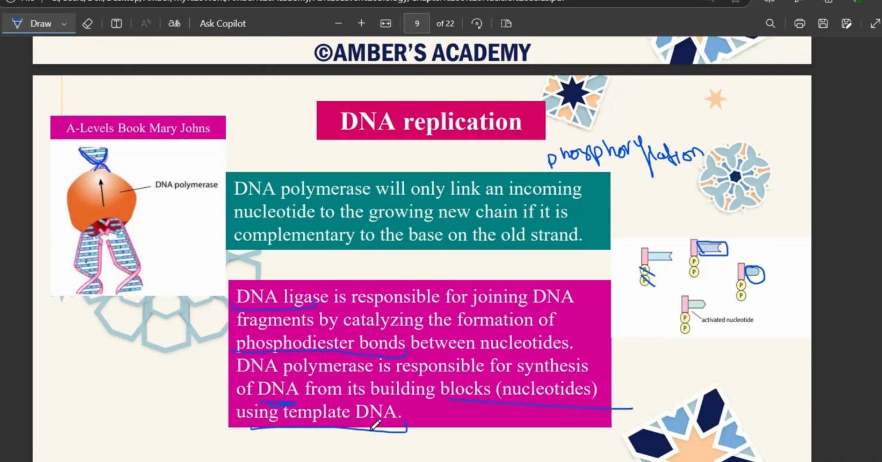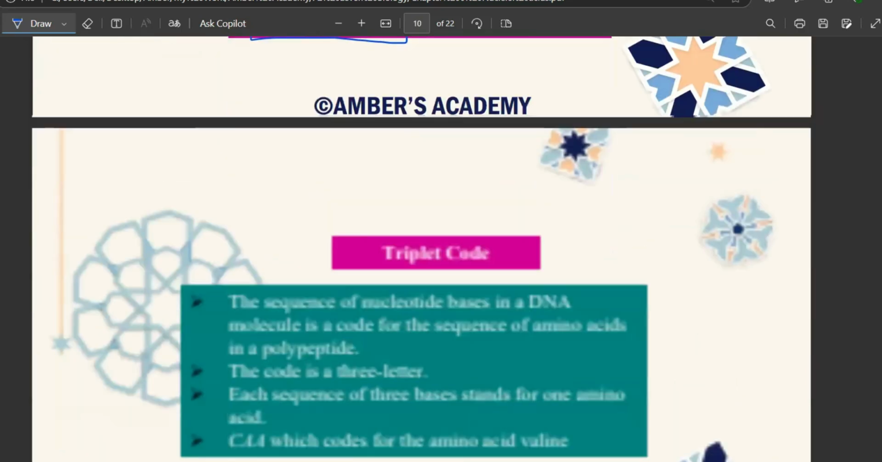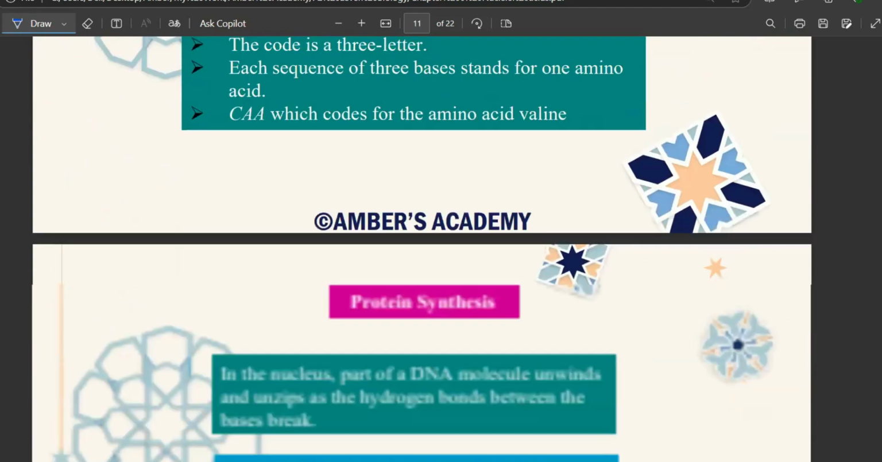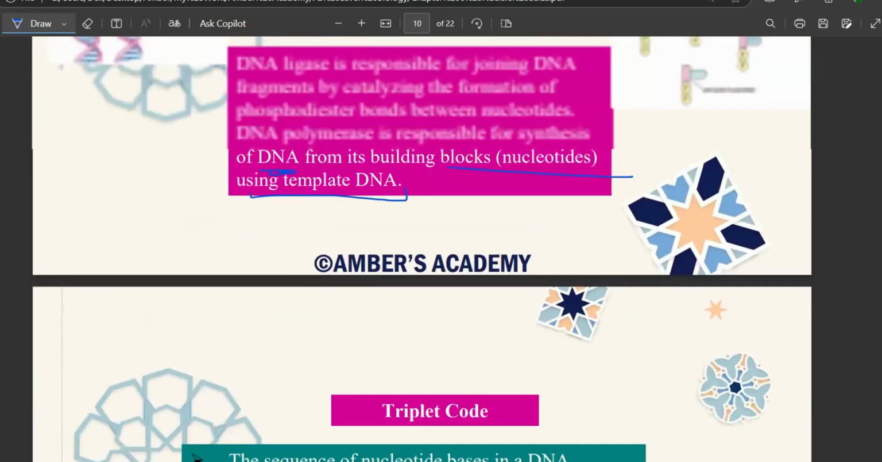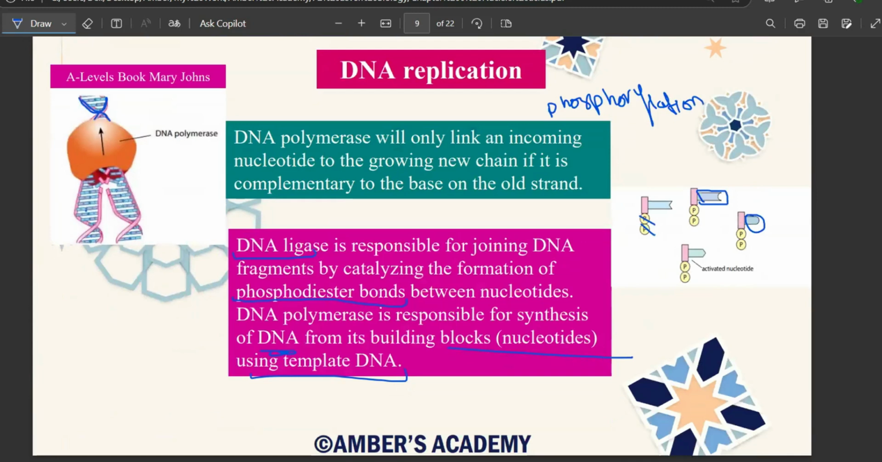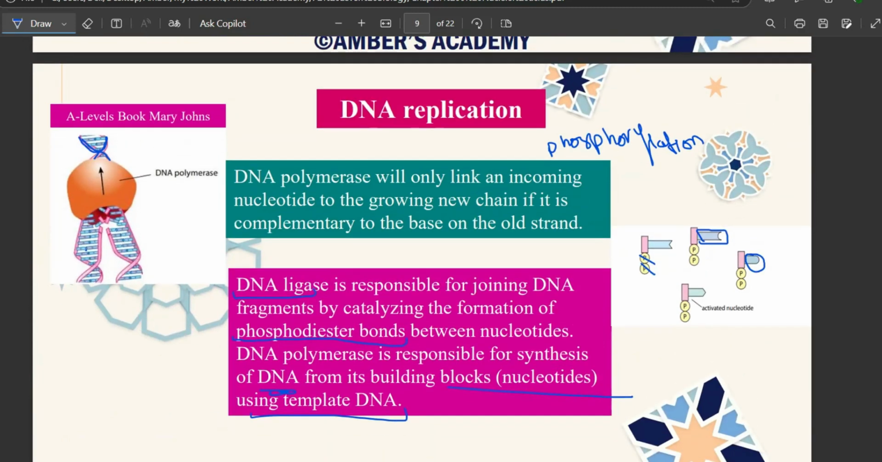Template DNA means that using the old DNA as a template, it's responsible for adding different nucleotides, ensuring that proper base pairing is taking place. And this is how your DNA replication takes place. Okay? So we'll study protein synthesis and triplet code in the next class, because I know it's too much to take in. And just quickly let me know if you have any questions.